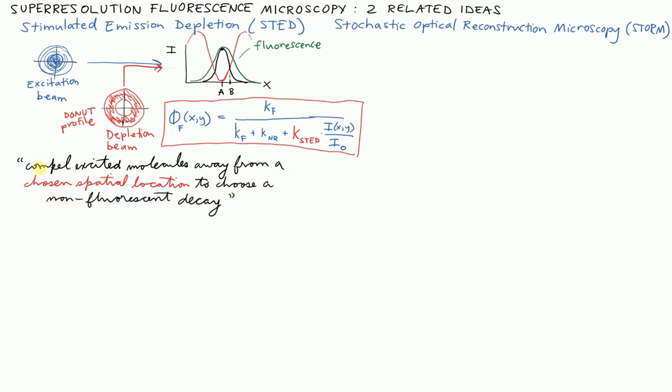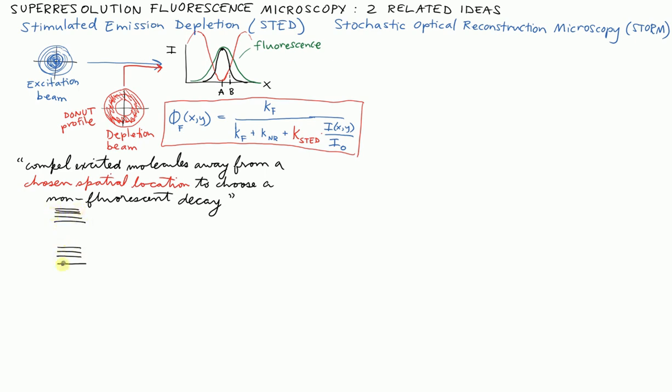When I say that we are compelling excited molecules to choose a certain decay path, I mean that we are compelling them with this very high intensity to have a much higher rate constant for STED emission, something I'll explain in a second, compared to fluorescent emission. What does the energy diagram look like for this? We've drawn throughout the semester some Jablonski diagrams. So if I were to draw a ground electronic state with some vibrational levels and an excited electronic state with some vibrational levels, we've called this often the S0 and the S1 state.